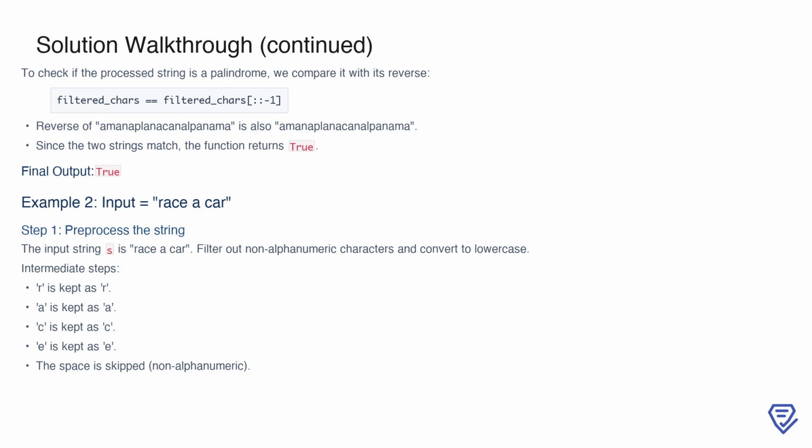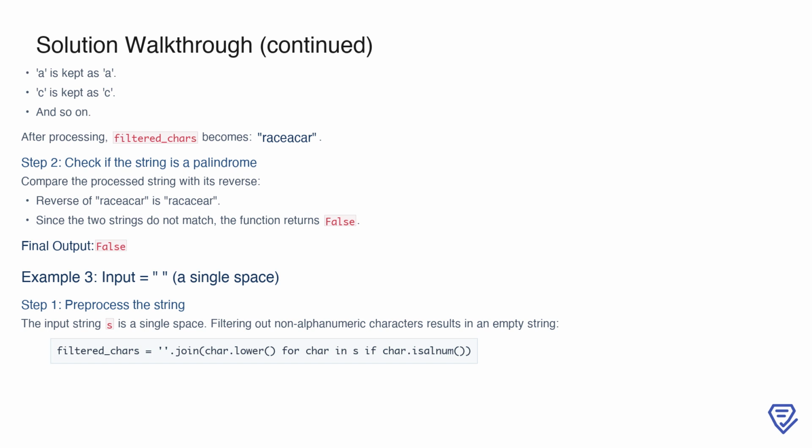Now, let's move on to a second example with a different input to see how the solution handles other cases. The second example uses the input "race a car". Just like before, we pre-process the string by filtering out non-alphanumeric characters and converting the rest to lowercase. As we go through the string, R, A, C, and E are kept, while the space is skipped.